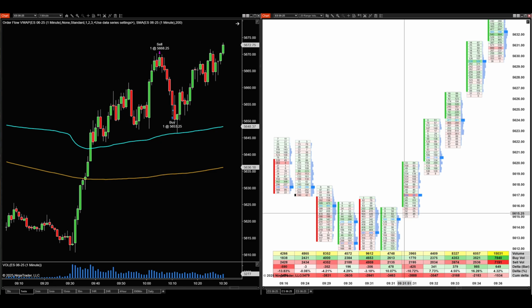So there will always be a passive participant sitting either below price, willing to buy it there, or above price, willing to sell it up there. And buyers have to buy into the sellers, and sellers have to sell into the buyers. So, I'll explain more about the footprint at a later date.